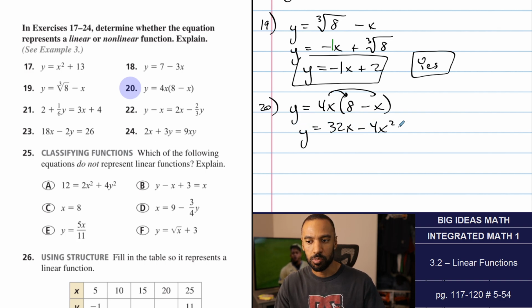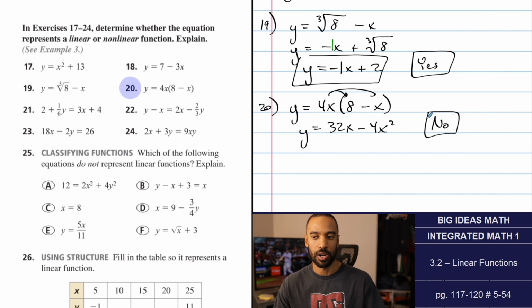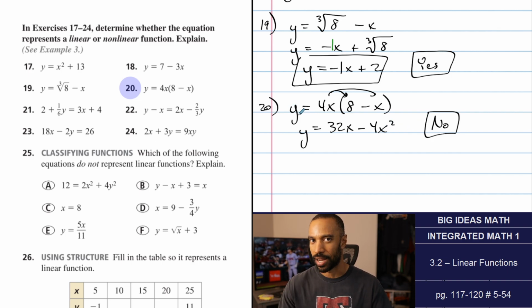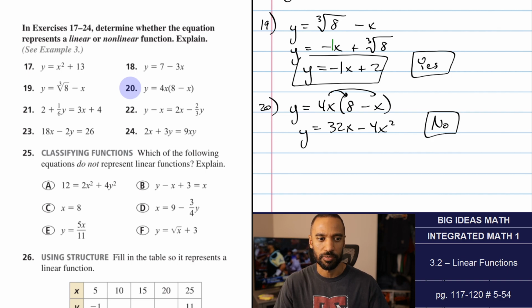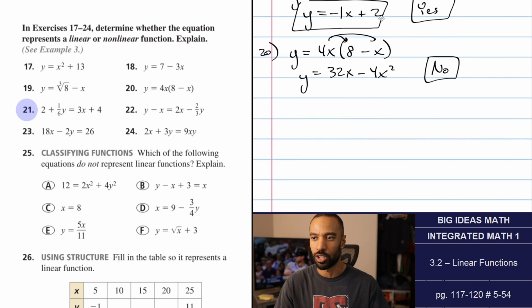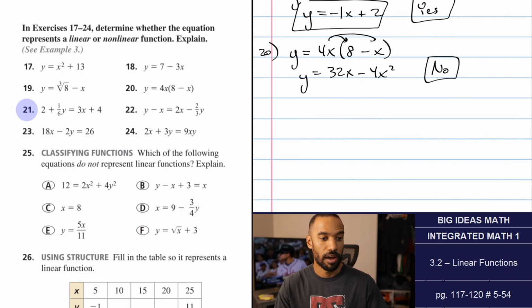Y equals mx plus b. B can't have an x term in it right there. You have an x squared term. This is another quadratic equation. This is non-linear when simplified. So a lot of this looks like, yeah, we need to rework these equations a little bit. And I'm comfortable with that.